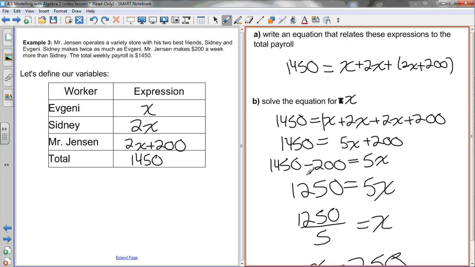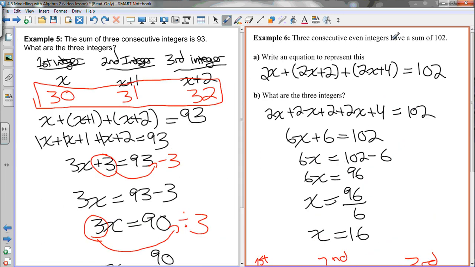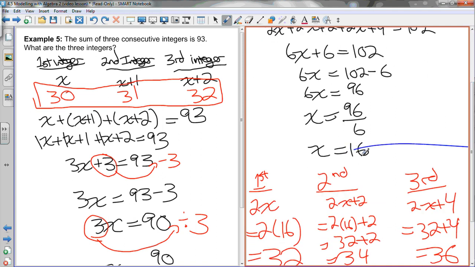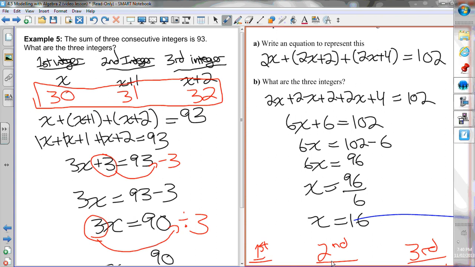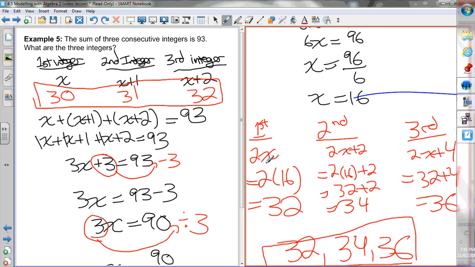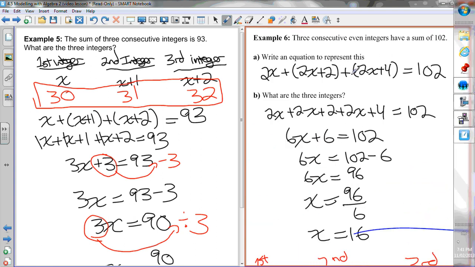So if it asked you, for example, for this one here, find three consecutive even integers who have a sum of 102, don't just go ahead and solve for x and then be done with it. What you want to do is actually make sure you answer the question. So use that answer of x equals 16 and plug it into each of your integers to figure out what your integers are. So I plugged it in to my expressions for my 3 integers and figured out what my 3 integers are. They were 32, 34, and 36. So make sure you finish off the question and answer what it asks you to do.